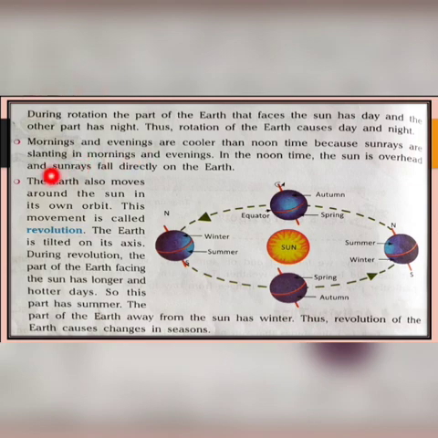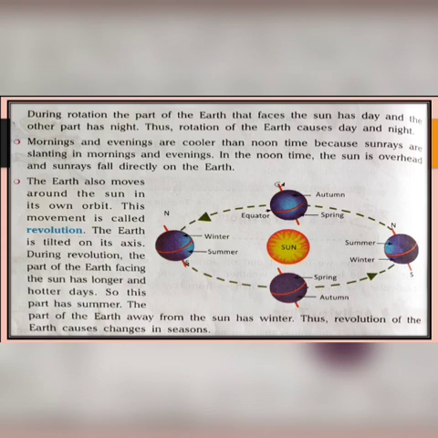Why? Because sun rays are slanting in mornings and evenings, but in the noontime the sun is overhead and sun rays fall directly on the earth. That's why we feel a little bit more hot than in mornings and evenings.